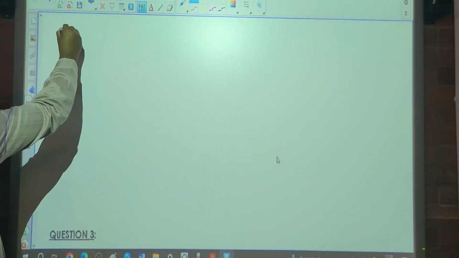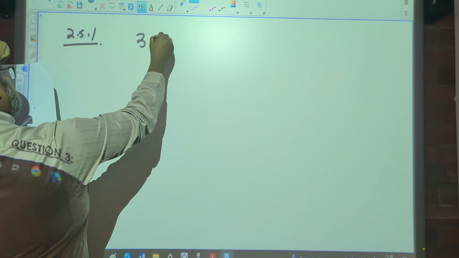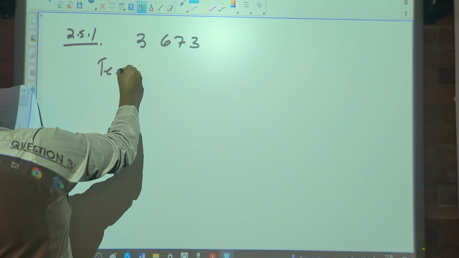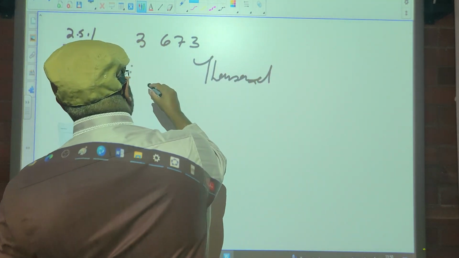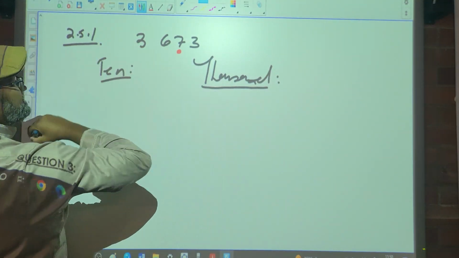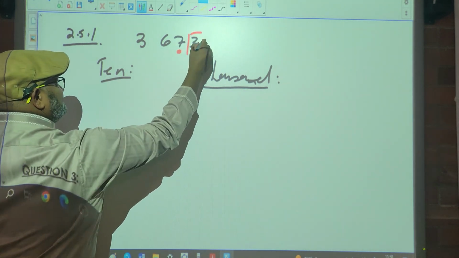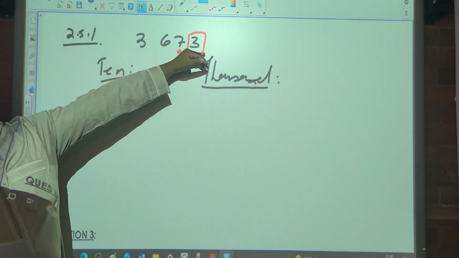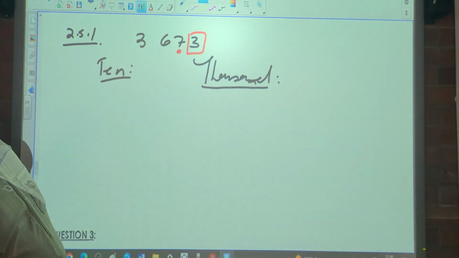So in question 2.5.1, you are given 3,673. The first one, you have to round this to the nearest 10, and then 1,000. If we're looking at 10, that's the tens digit. That tens digit is dependent on the digit after it. Is this less than 5? Yes. So this number will remain the same. So that answer is simply 3,670.